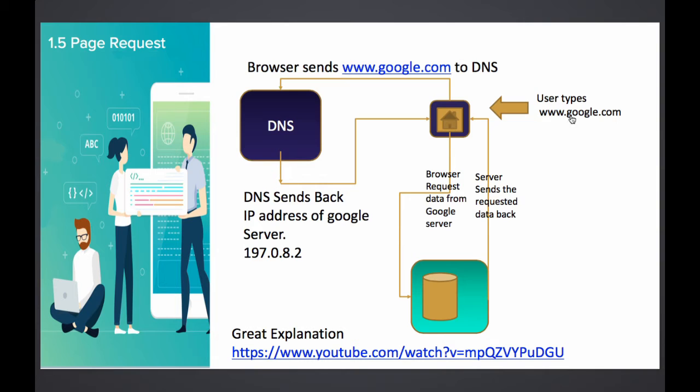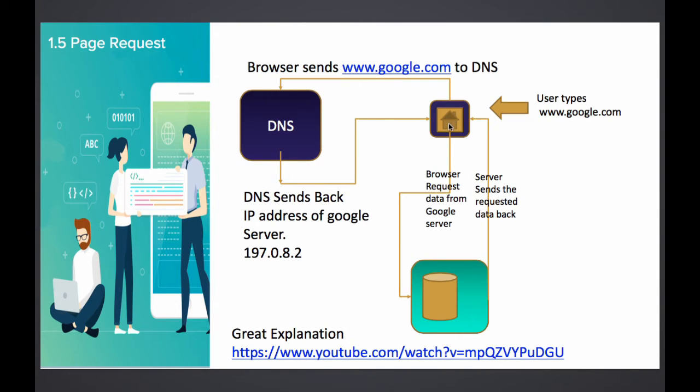When you type www.google.com in your browser, the browser sends the data to the DNS. DNS is the domain name server. This DNS is operated by Idea, Vodafone, Jio, all these network providers. This DNS is like a directory. The DNS gives the IP address of google.com, the Google server. Then the DNS sends this IP address back to the browser.